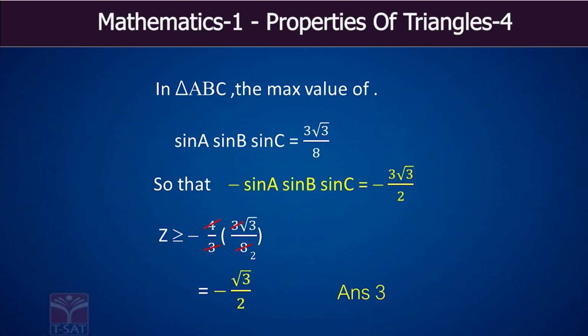In triangle ABC, the maximum value of sin A sin B sin C is 3 root 3 by 8. The maximum value will be obtained when the triangle is equilateral. So therefore, the expression is greater than or equal to minus 4 by 3 into 3 root 3 by 8, which is equal to minus 3 root 3 by 2. So the correct option is number 3.